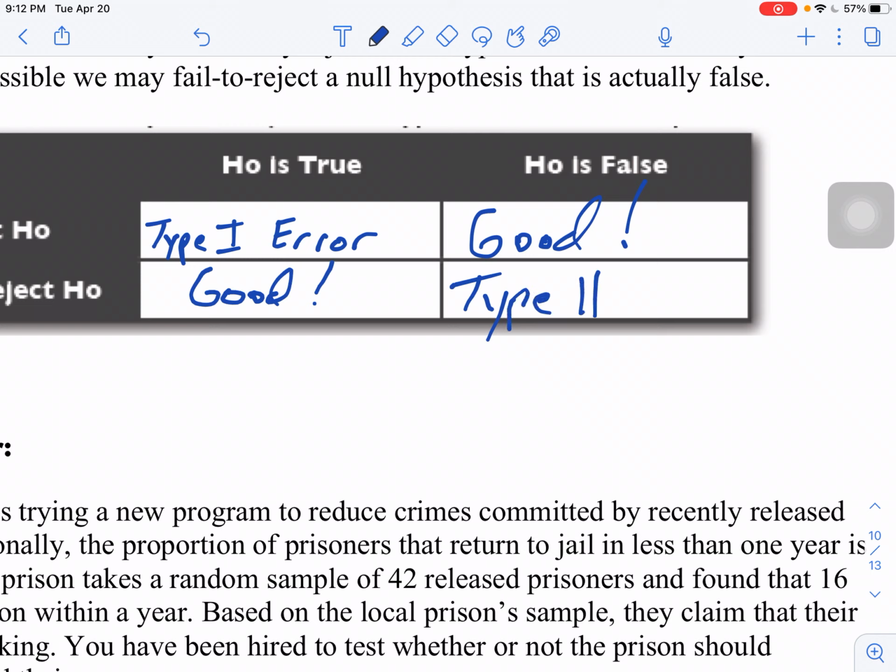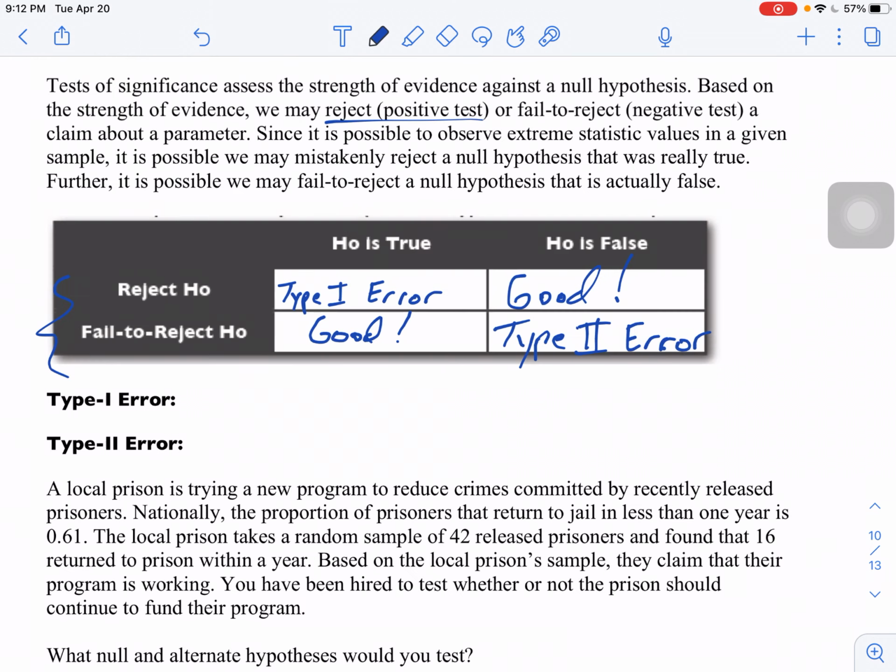Type 2, and I'm using Roman numerals. That's just the convention for these 2 types of errors. And a type 2 error is what's called a false negative, so a negative test that is actually false.